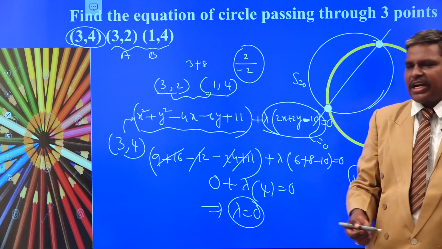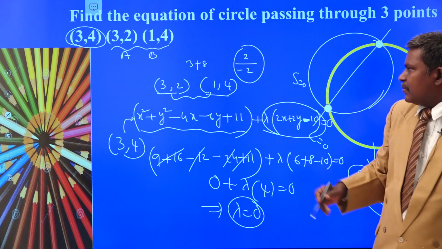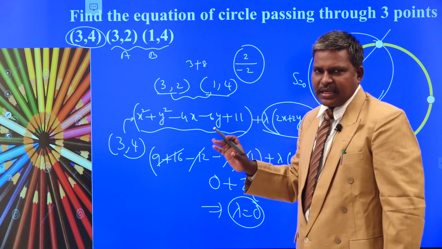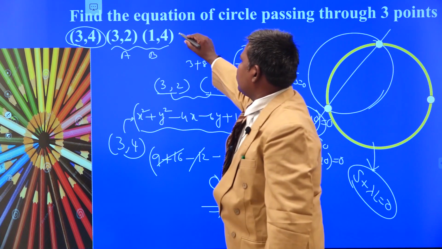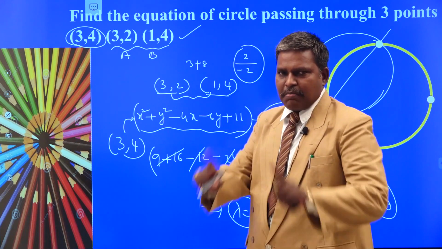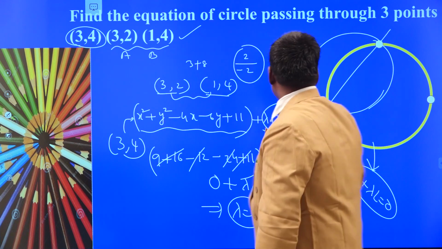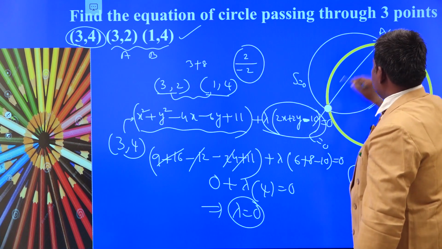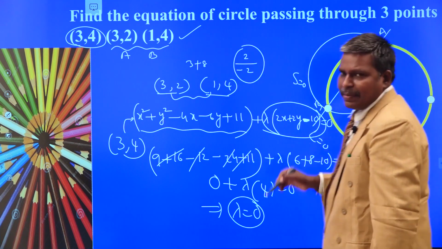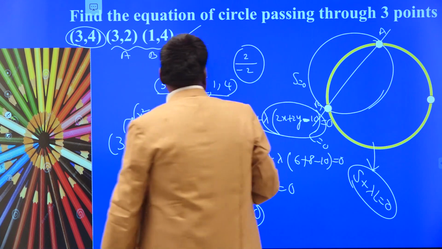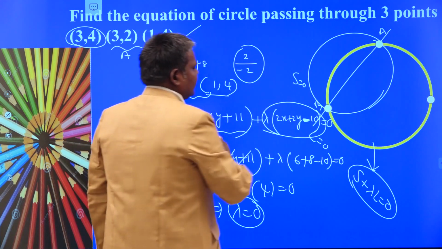This is the shortcut method. So what you have to do? I repeat once again. Take any 2 points out of the 3 given points. By looking itself, write the equation of circle with AB as diameter. So this is your A, this is your B. AB as diameter. And write the line equation of AB also at the same time.